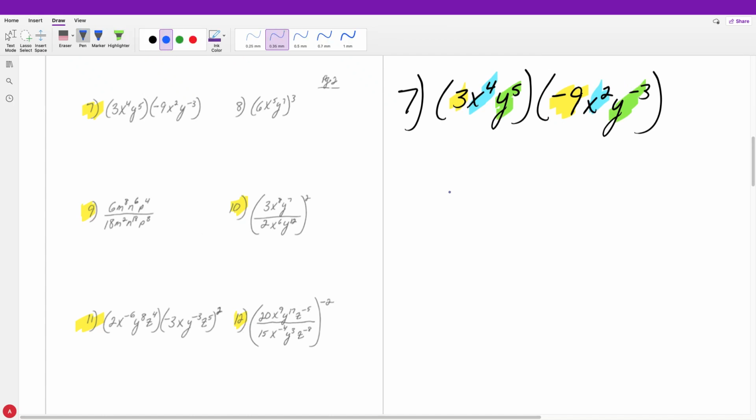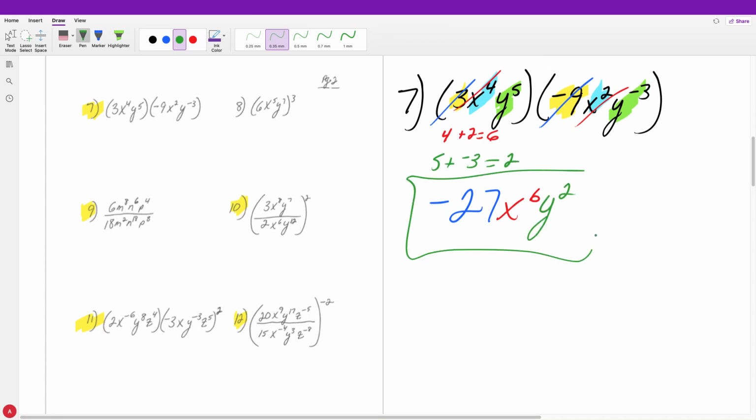So 3 times negative 9 gives me negative 27. And now our rule when we're multiplying is we add our powers. So x to the 4th times x squared, well, I will do 4 plus 2, which is equal to 6. So it becomes x to the 6th power. And then for our y's, it will be 5 plus negative 3, which is equal to 2. So it becomes y squared. So our final answer for that will be negative 27x to the 6th y squared.